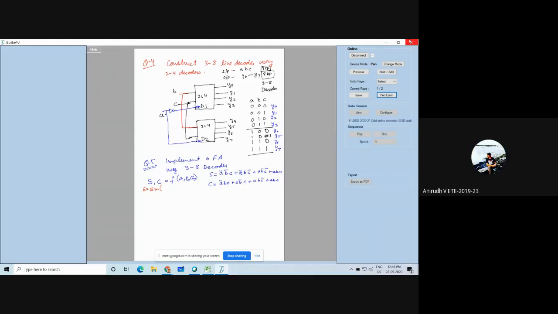Sum is 1, 2, 4, 7, I guess. 1, 2, 4, 7. Yes, correct. Sum is 1, 2, 4, 7, which I am getting from here. Now somebody should tell me carry also. 3, 5, 6, 7. Yeah, right. So carry is 3, 5, 6, 7. So now you are supposed to put it in a 3:8 decoder. How will you do it?